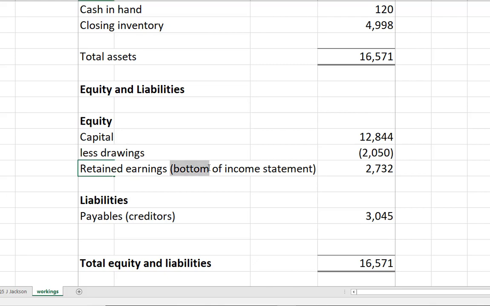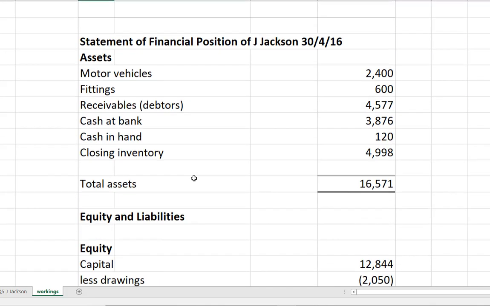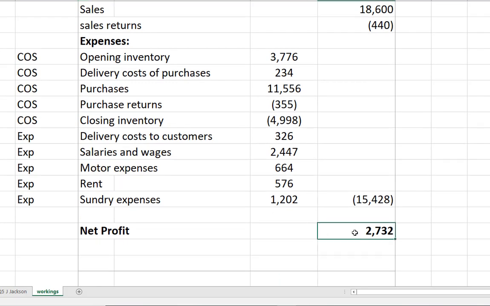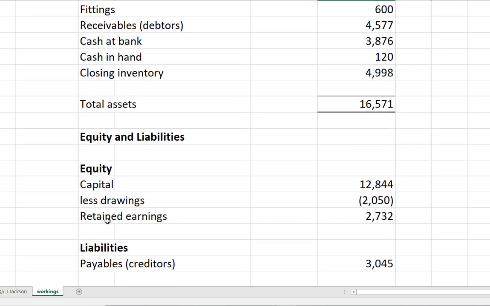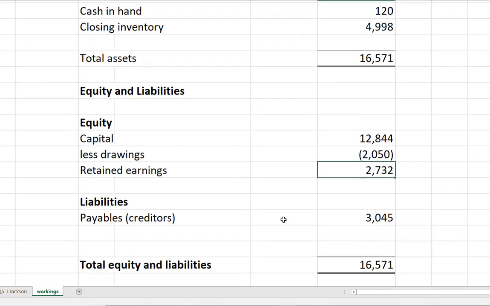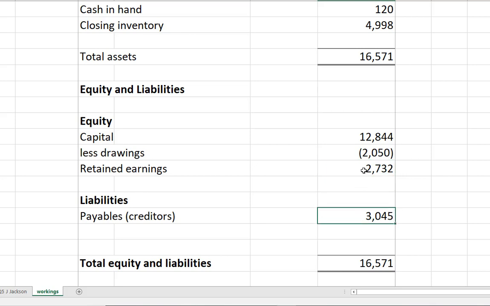And the retained earnings we get from the bottom of the profit and loss account. So if we come up here, we calculated our profit was 2732. That's what appears down here for retained earnings. And if there was any retained earnings brought forward, we'd add this year's profit to the ones brought forward that would be in the trial balance. And any liabilities, which are only 1, and these items added together total 16,571, and that's when you know your balance sheet is right. It's a good indication it's right when your total of your equity and your liabilities, which is this figure, equals the total assets.